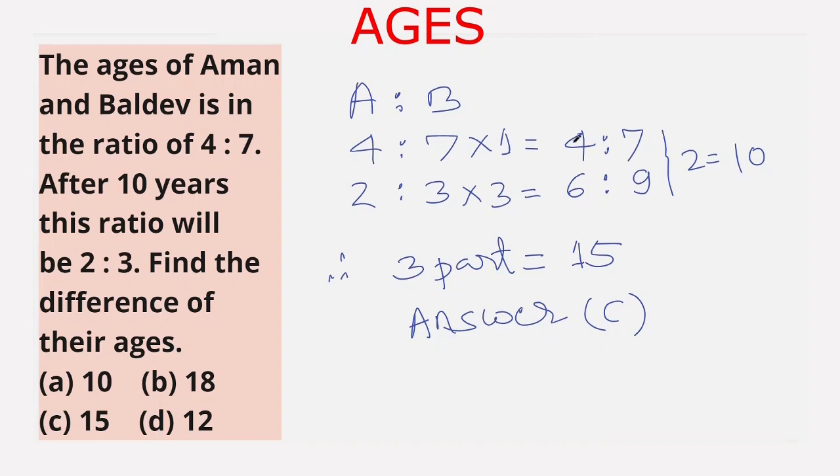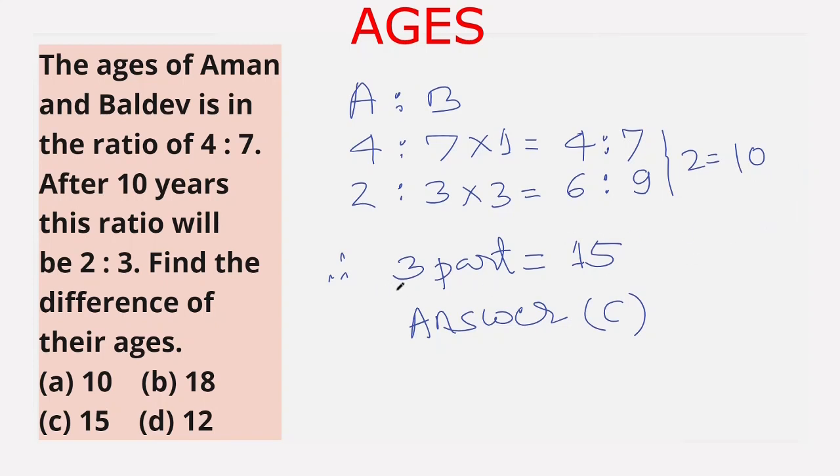I explain it again. The difference between 7 and 9 is 2, as well as 4 and 6 is 2. So this 2 is equal to the 10 years given to us. And if 2 equals 10, then 1 equals 5. That is, 1 part equals 5 years.